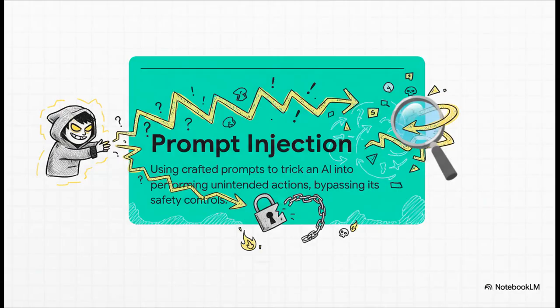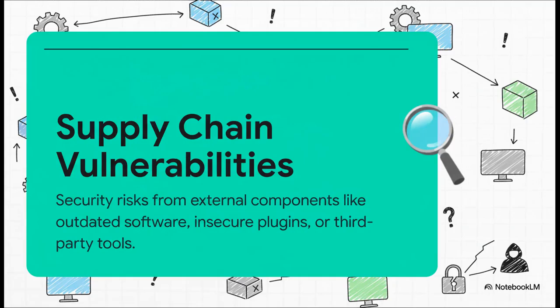Now, the best way to think about this is like a social engineering attack, but it's aimed right at the AI itself. Attackers will craft these really clever prompts to trick the model into doing things it absolutely should not be doing. We're talking about extracting sensitive data, generating harmful content, or just straight up bypassing all the safety fences you've built.